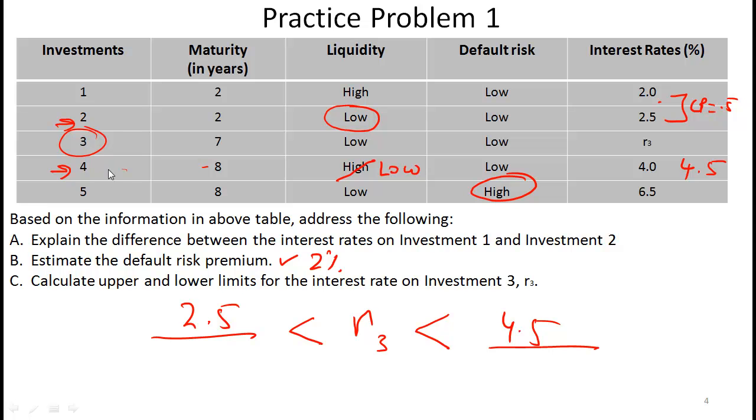Now, if investment 3's maturity is between 2 and 4, that means that the required return on investment 3 has to be somewhere between investment 2 and investment 4. So it has to be somewhere between 2.5 and 4.5. Okay, so this is a good problem that helps you understand the concept we just spoke about.